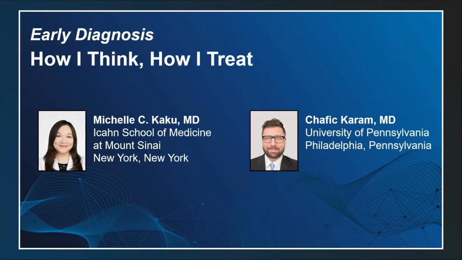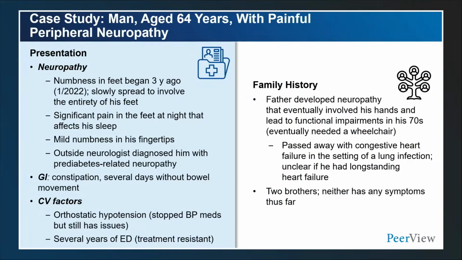Okay, so let's move on to the early diagnosis and how we treat these people. We're going to show a few cases here. This is a man who's 64 years old, presenting with painful peripheral neuropathy. He started having numbness in his feet 3 years prior to seeing us, which slowly spread to involve the entirety of his foot. He also had significant pain at night that was keeping him from sleeping well. And then he started having mild numbness in his fingertips.